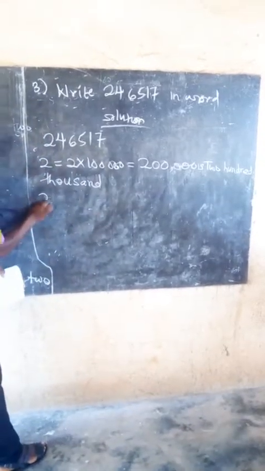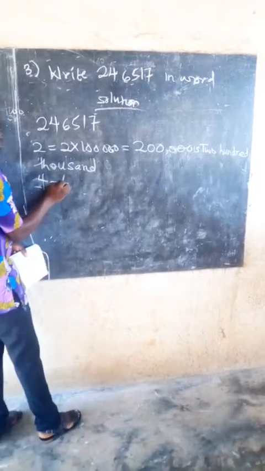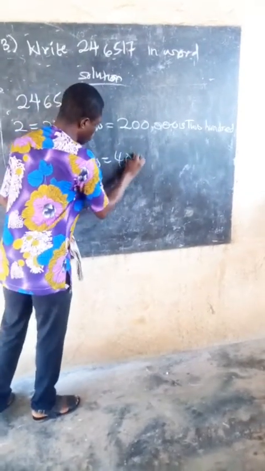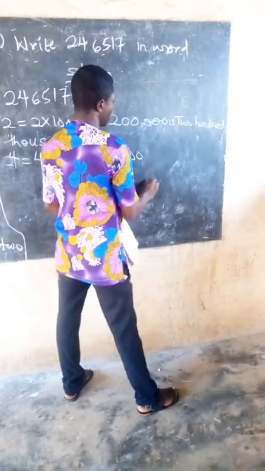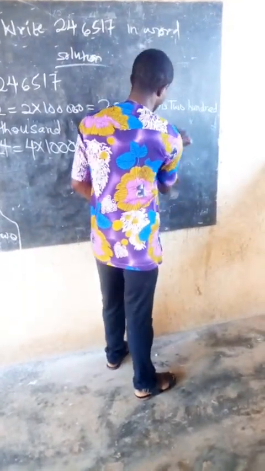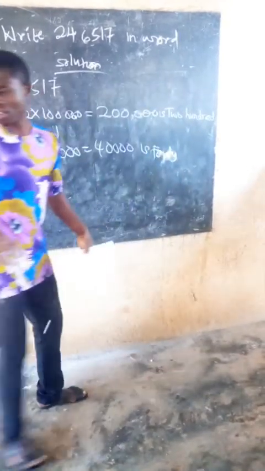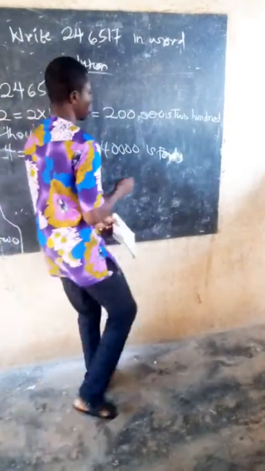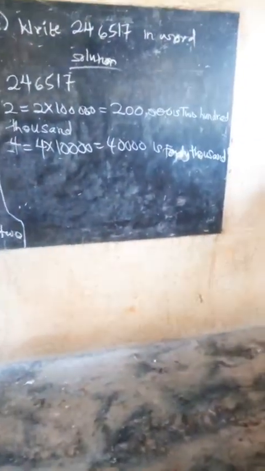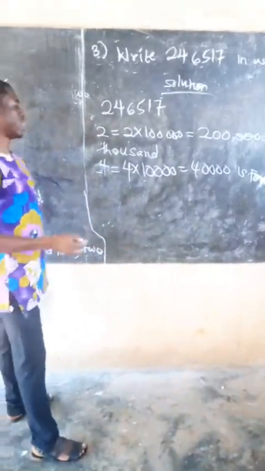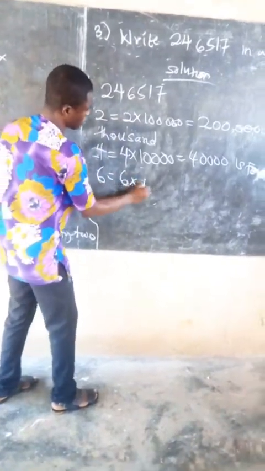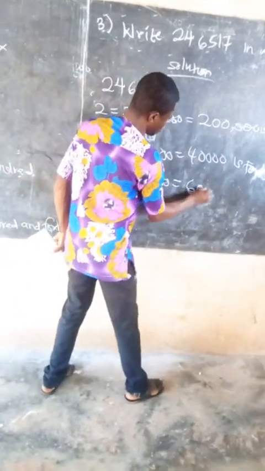Followed by 4. 4 is equal to 40,000. From 40,000, from ten thousands, we move to thousands. 6 is in thousands, 6 times 1,000, which is 6,000.